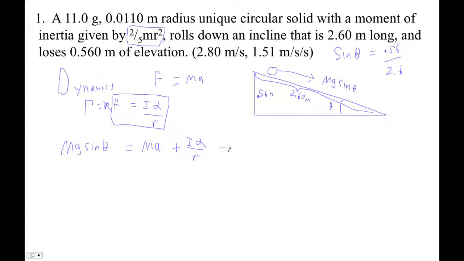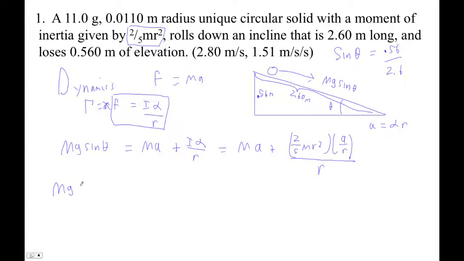And now we can substitute. So we get ma plus, and then we know that the moment of inertia is 2/5 mr squared. I'm using the moment of inertia we're given. Alpha is just a over r. Isn't that right? Let's see, a is alpha r, so alpha would be a over r, yes. All right, and then we divide that by r.